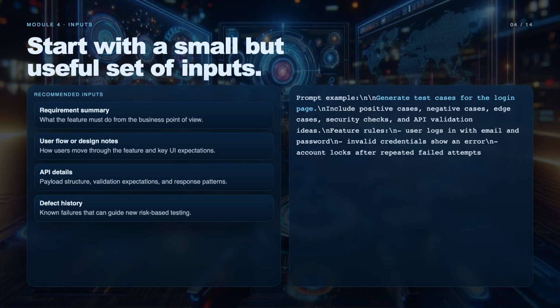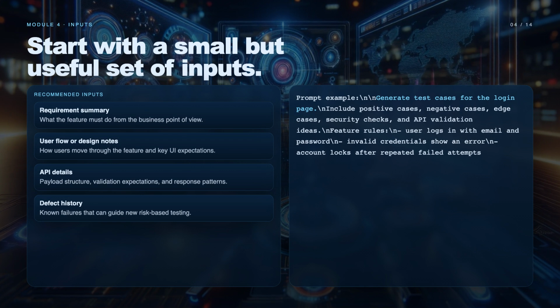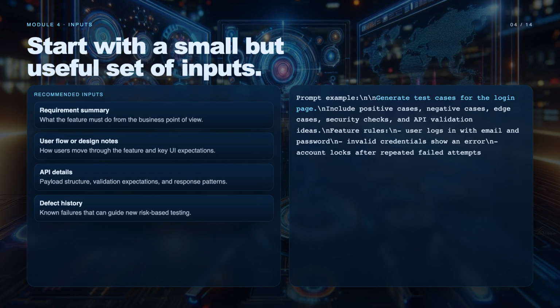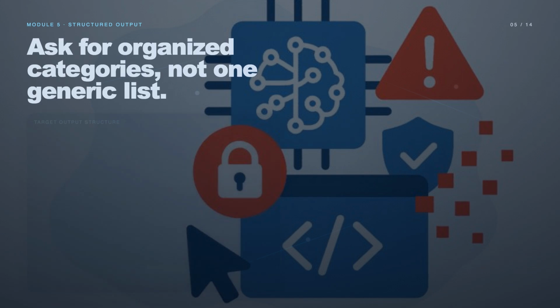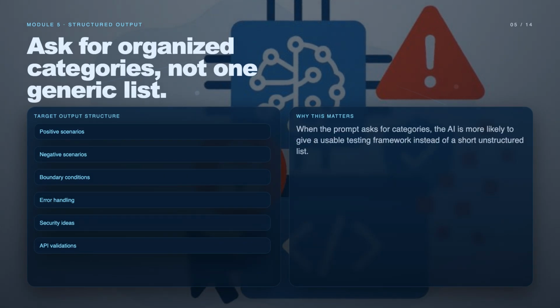In most cases, the QA engineer only needs a requirement summary, a user flow, API details, known business rules, and a few historical defects. That small amount of information is often enough for AI to understand the purpose of the feature. Once the requirement is provided, the next step is asking for structured output.